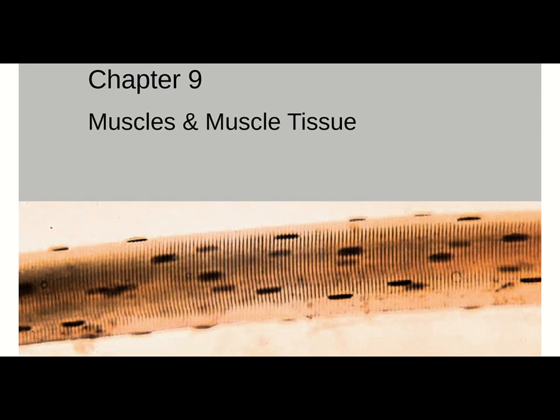Welcome back. This is our second lecture on Chapter 9, Muscles and Muscle Tissue. Today we're going to see at the microscopic level how muscles actually contract. We're going to put together that electrical activity, which is, remember, action potentials from Chapter 11, to contractile activity of the muscle. So this is putting those two pieces together. This is called excitation contraction coupling.